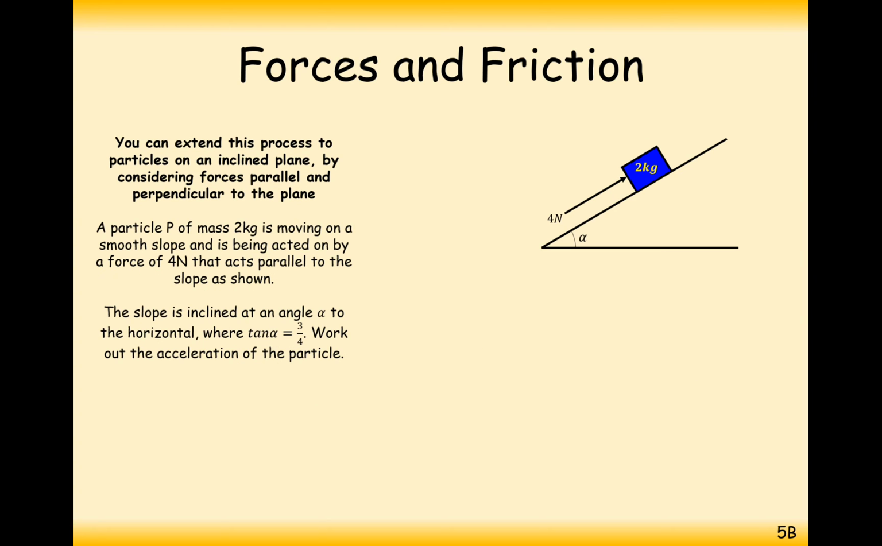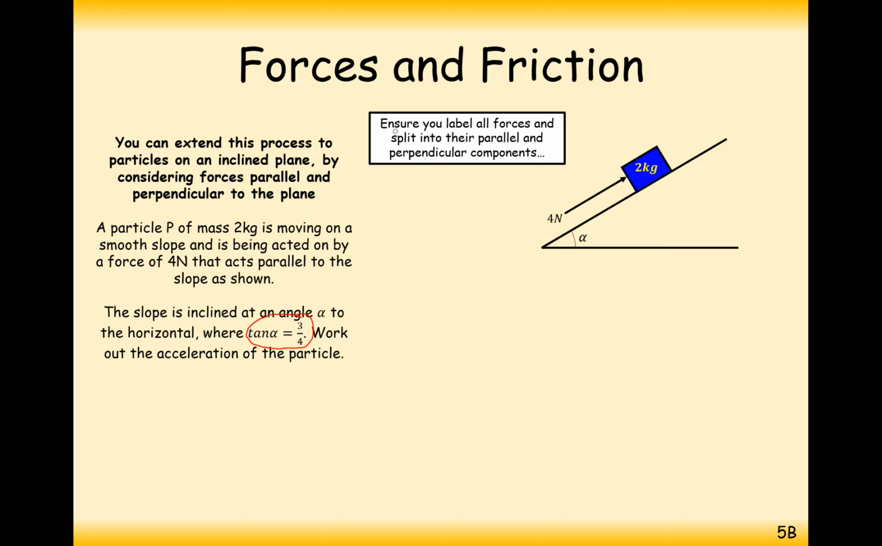Okay, let's have a go at another one then. So this time we've got a 2 kilogram mass and a 4 newton force that's pushing it up the slope. Here we have an angle alpha, and we're told in this question that tan of alpha is equal to 3/4. Work out the acceleration of the particle.